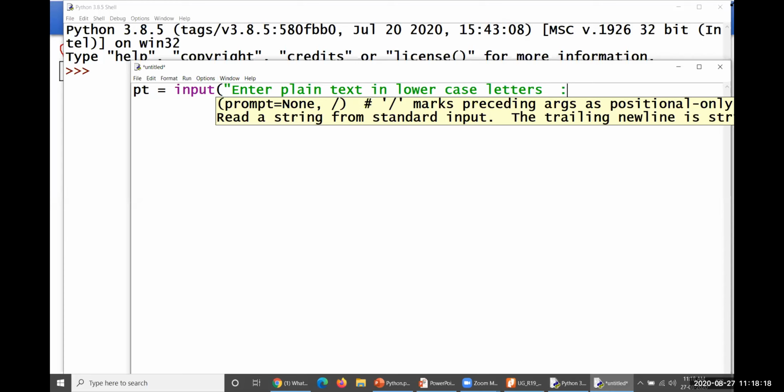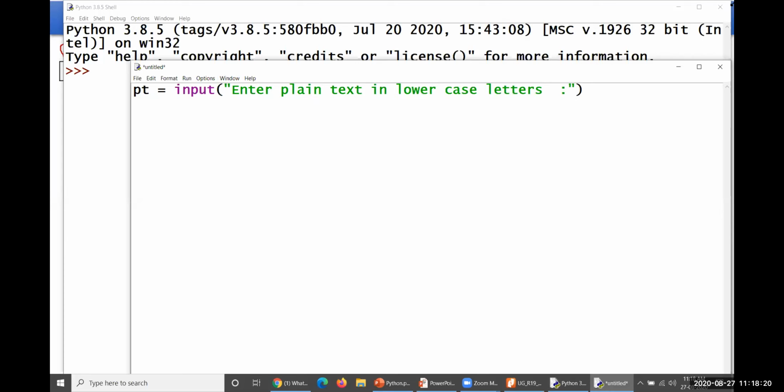Lowercase letters only. Okay, a word. The plain text must be in terms of a word. Plain text word, so in lowercase letters only. If you give uppercase, our program could not do anything in your favor. That must be your job to perform. If uppercase letters are there, that is your assignment program. So plain text has been taken.